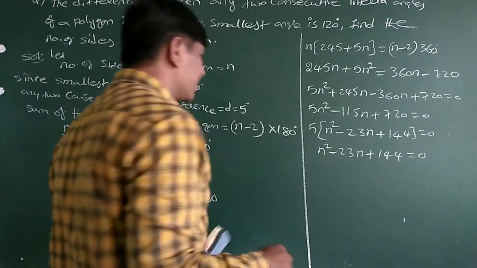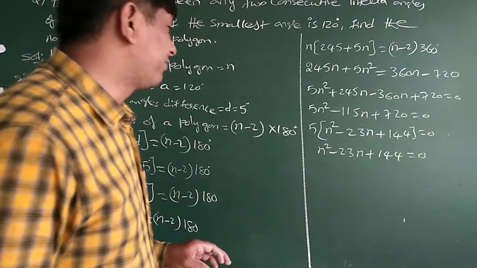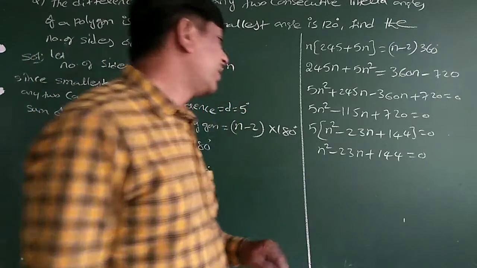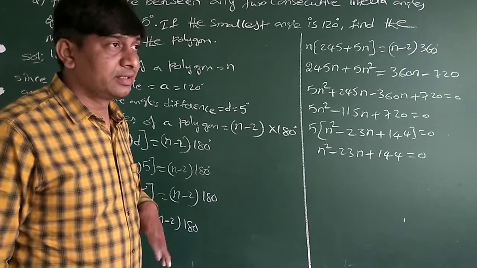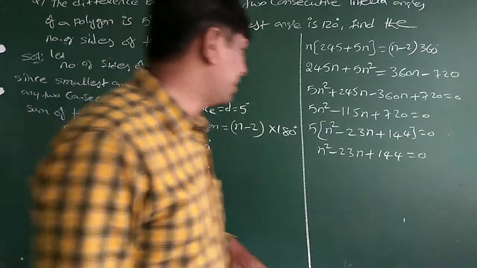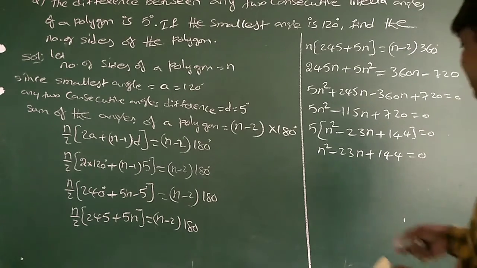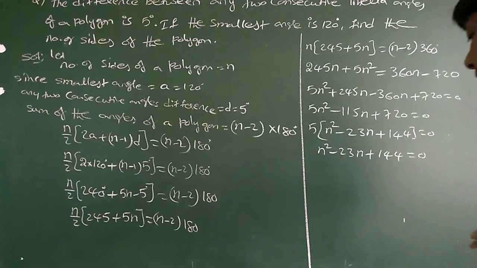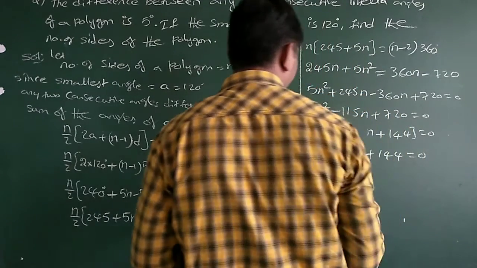Now factorize this one. 12 twelves are 144, 12 plus 12 is 24, but I need 23. Another one is 16 nines are 144, 16 plus 9 is 25.